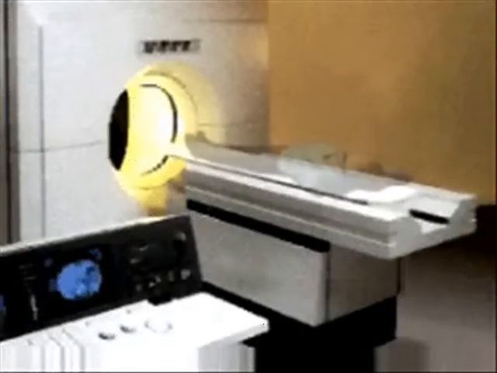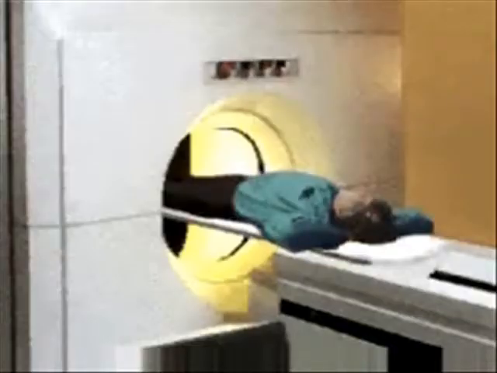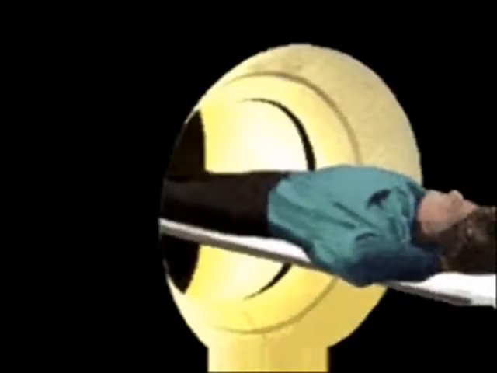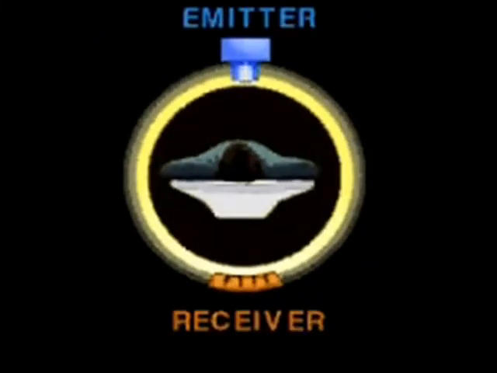The CAT scan is a medical procedure in which a specialized X-ray provides a cross-sectional image of the body. A patient lies inside a tunnel equipped with a scanner. The scanner consists of an X-ray emitter 180 degrees across from the receiver.